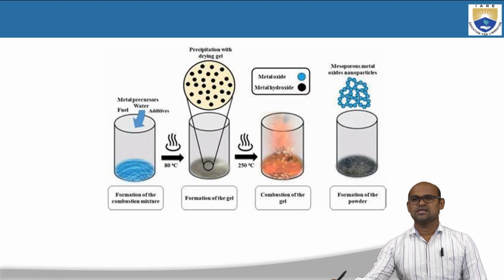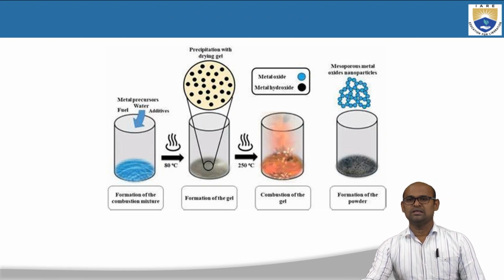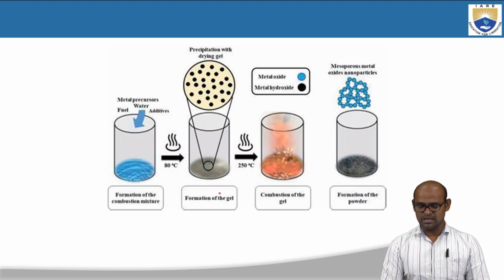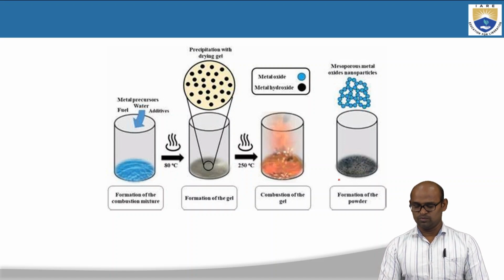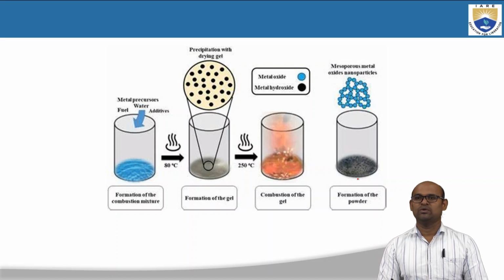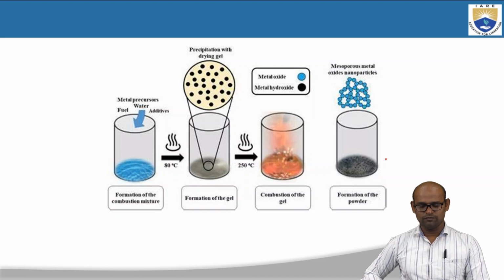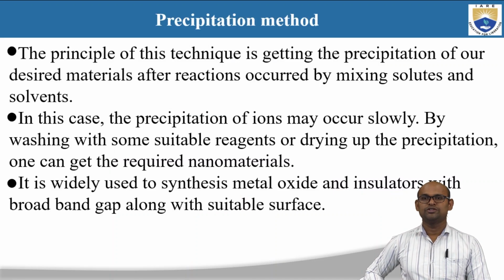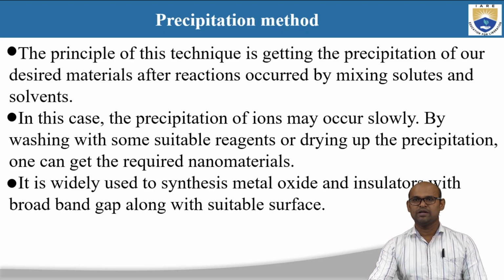So this is a schematic of the combustion method, where we prepare a solution, and then by heating, the solution is going to burn itself. After burning of this solution, we are going to get a powder from which we can find different types of nanomaterials. So this is the schematic of the combustion method.